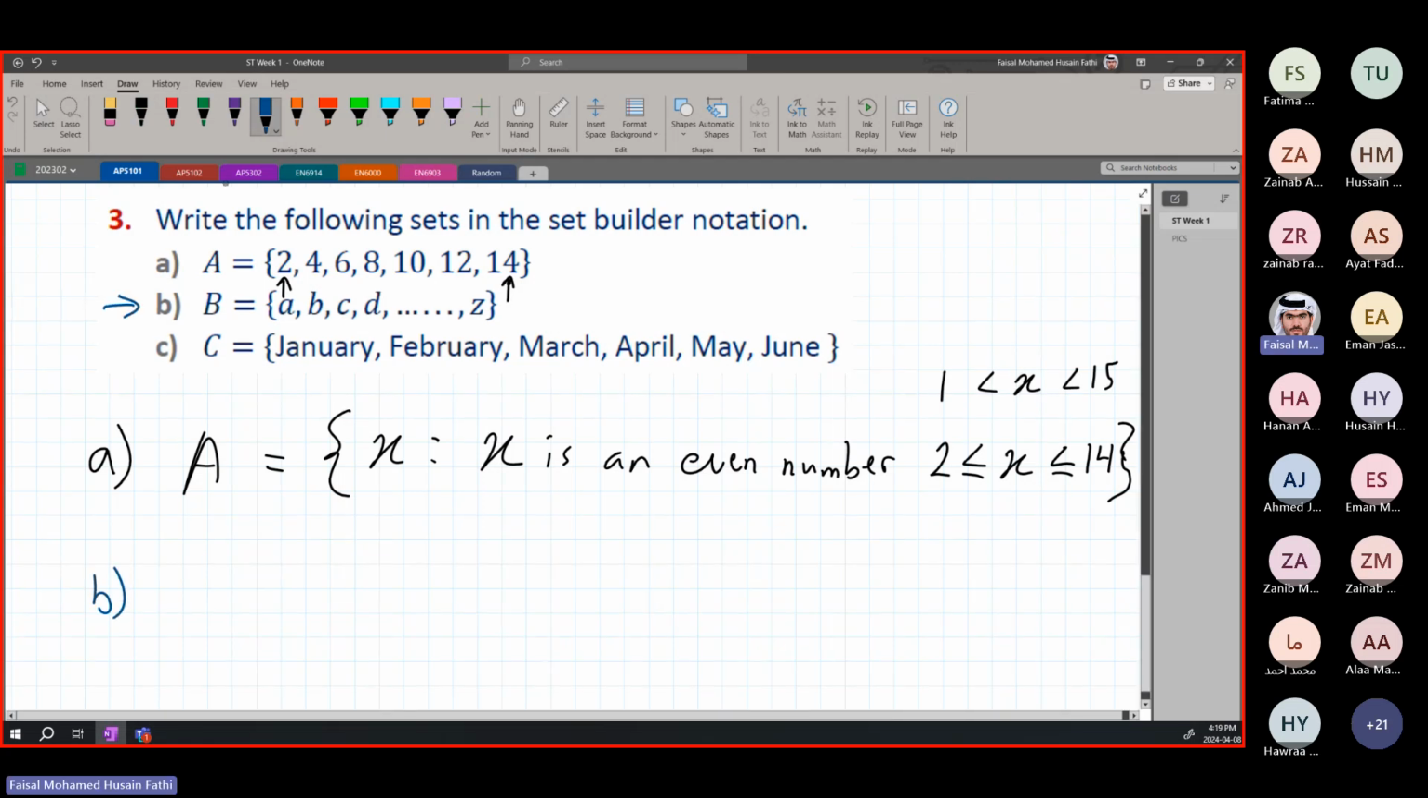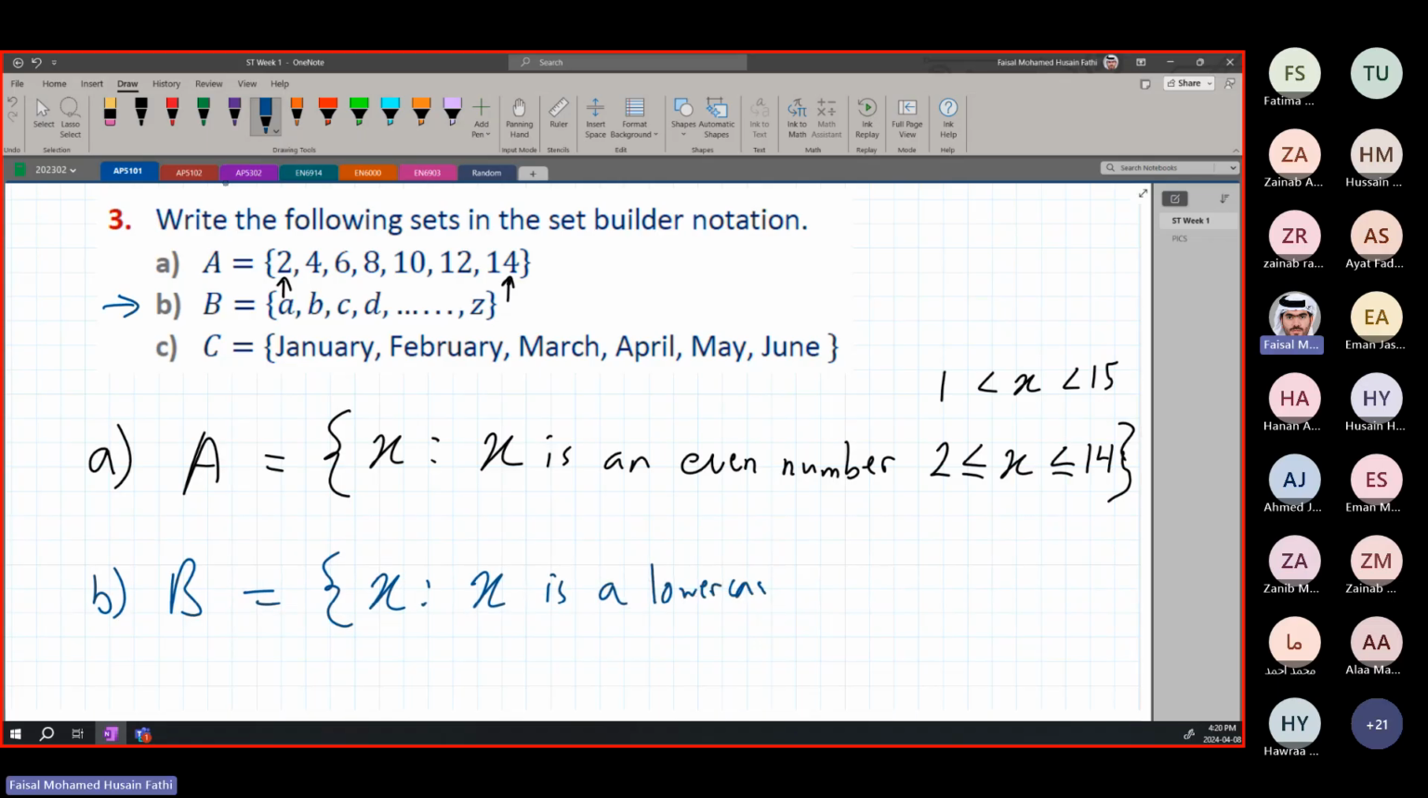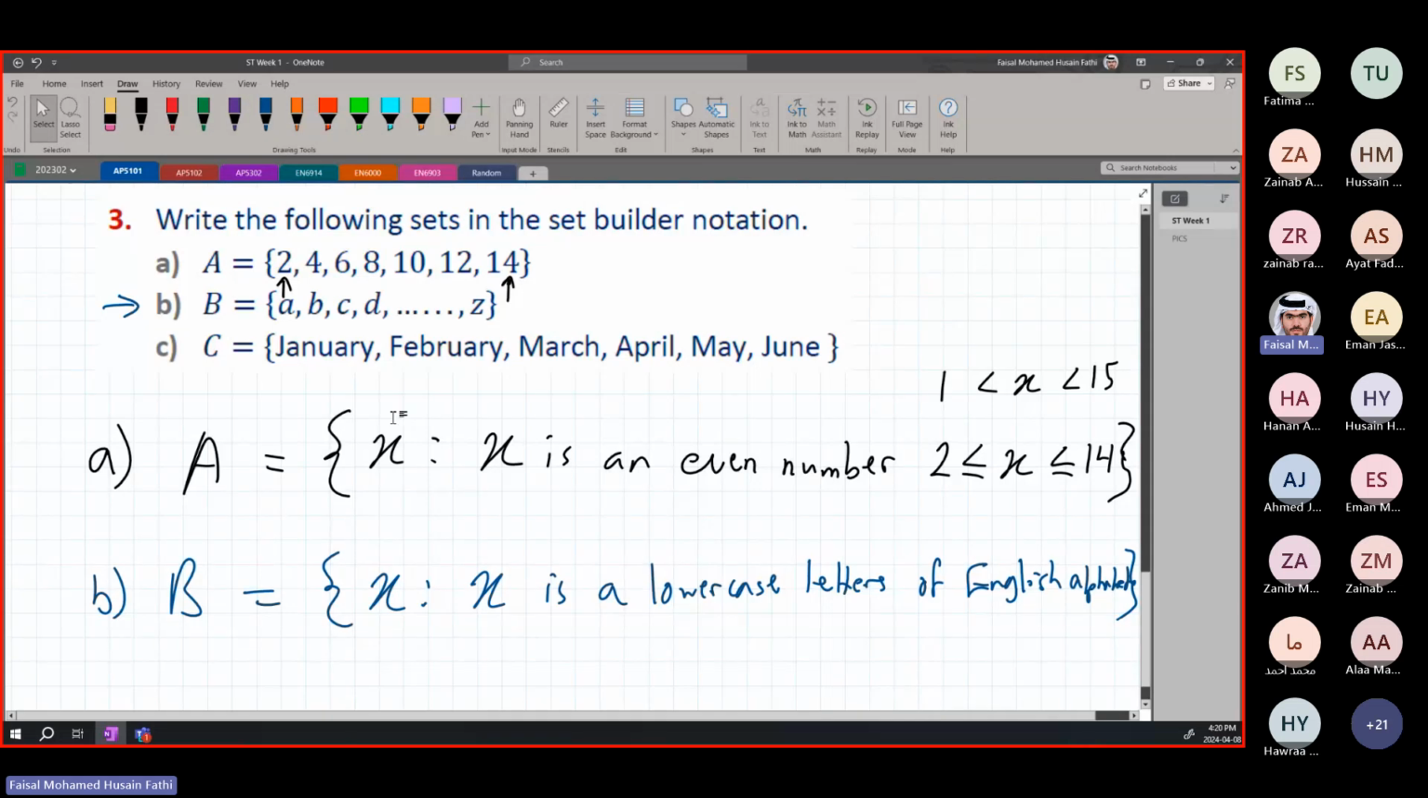For part B, it's all the letters of the alphabet. All right? So we can say that B is X, where X is a lowercase letter of the English alphabet. Because these are not the capital letters, these are just the small letters, so it's lowercase, not uppercase. Of course, you're not going to have to write this. I assume there are going to be multiple choice options. You just have to know what means what.